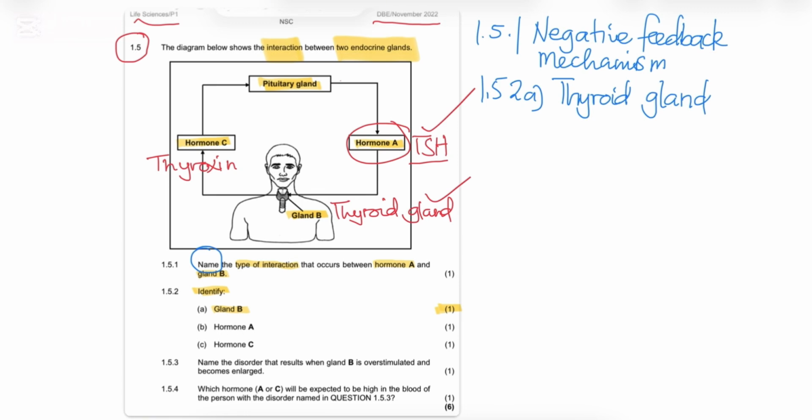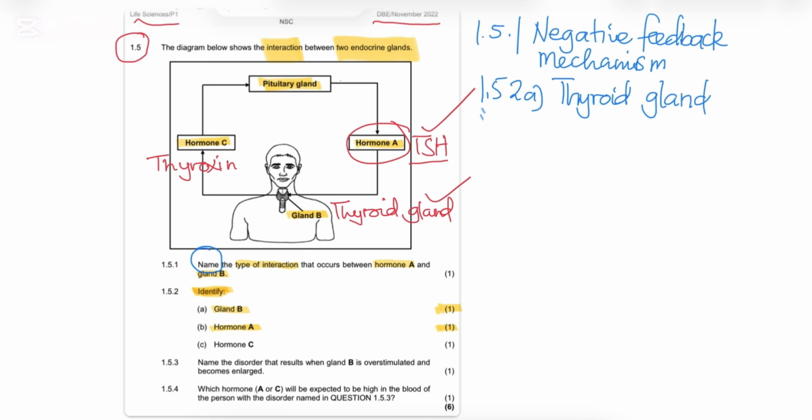Now let us look at question 1.5.2b. It is also asking us to identify. So we're still identifying. What are we identifying this time? We're identifying hormone. It's a hormone this time, and it's hormone A. And we have already looked at hormone A in our analysis. Hormone A is TSH. All right, so we're just going to go back to our diagram. We take our answer from there.